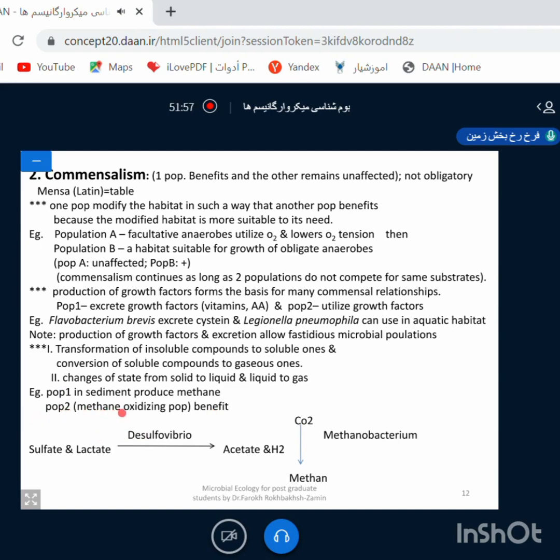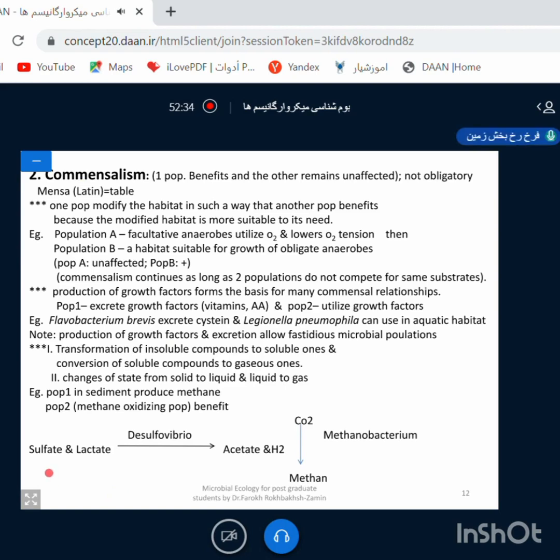or population 2 is absent. Population 1 does it, in any case. It does this job, so it is 0 in the interaction. But population 2 is happy to receive methane and use it. So population 2 is plus, population 1 is 0. Yes, and this interaction is commensalism.